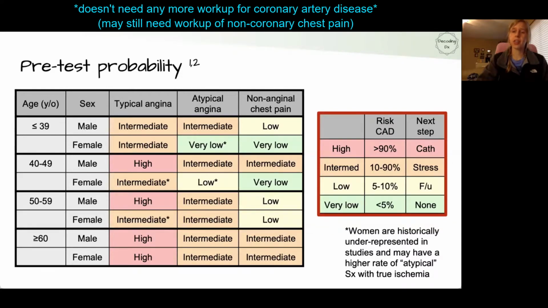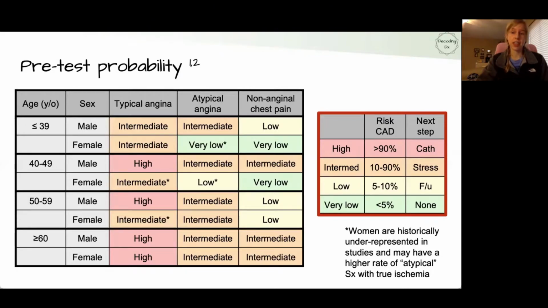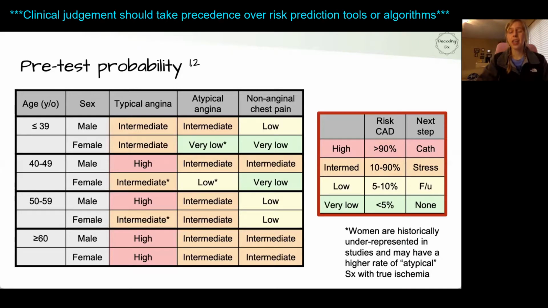An important thing to note here is that women are historically underrepresented in the studies that produce this data, and so they may have a higher rate of the atypical symptoms but have true ischemia. And ultimately, your clinical suspicion is more important than some sort of a classification scheme. If you have really high suspicion that a patient has coronary artery disease, you need to take your clinical judgment as priority and do the type of workup that is deemed necessary for that patient.